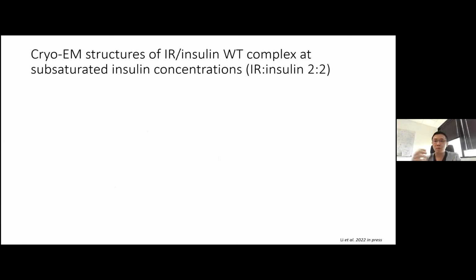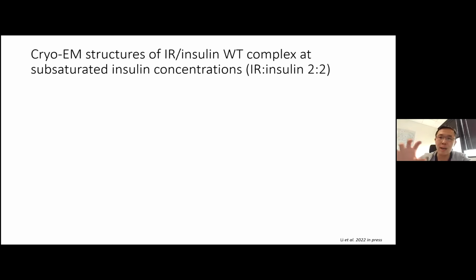Okay, so this is all the data so far. If there's only SET1 mutant bound or SET2 mutant bound, the majority of the conformation is trapped in this asymmetric conformation. So we wondered, maybe at a lower concentration of insulin, when the insulin receptor cannot be fully occupied by insulin binding, the conformation is similar to the structure of the receptor that is only occupied by the insulin SET2 mutant.